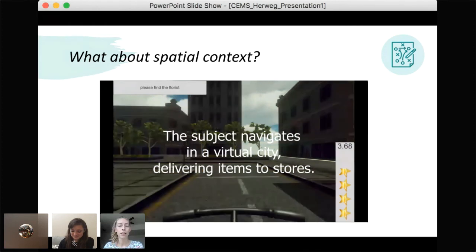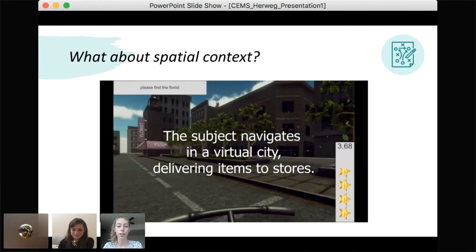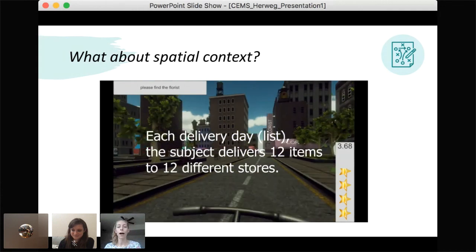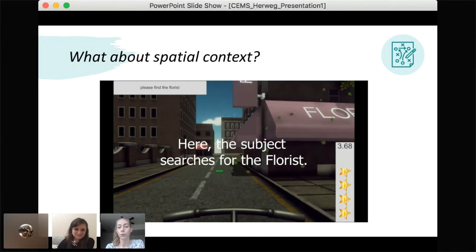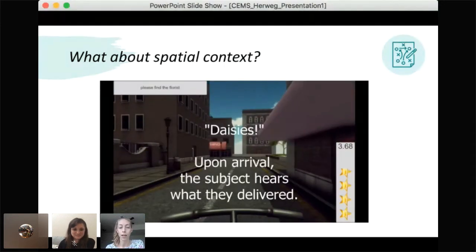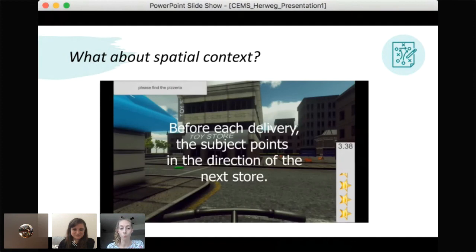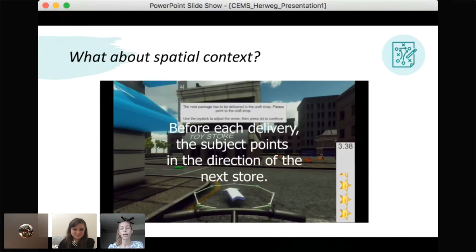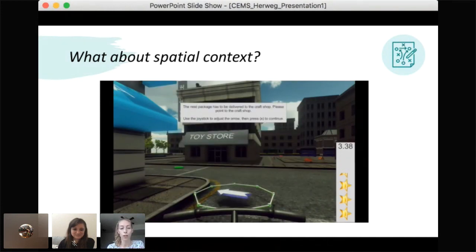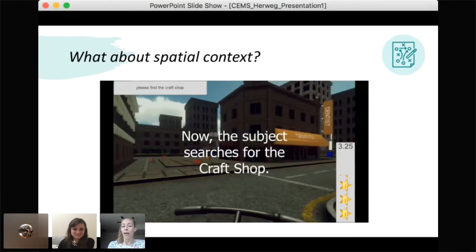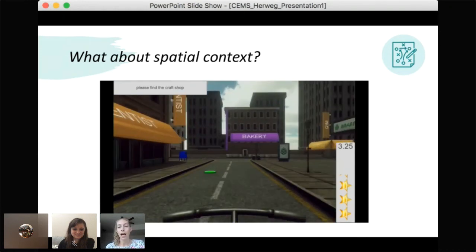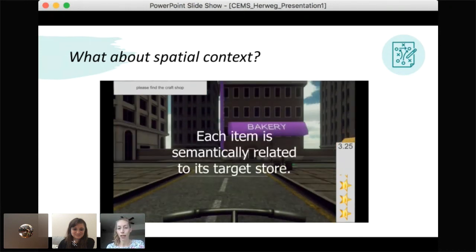Here you're going to see the subject navigate through the city. On every list, there are 12 items that have to be delivered to 12 different stores. Here the subject searches for the florist, and once they arrive, they hear the word daisies, which is the object that they're supposed to remember. Prior to each delivery, there's a pointing task where the subject has to point in the correct direction of the next store. That way we can assess memory, but we can also give them feedback so that they don't get lost. One thing to keep in mind is that all the items are semantically related to their target store.